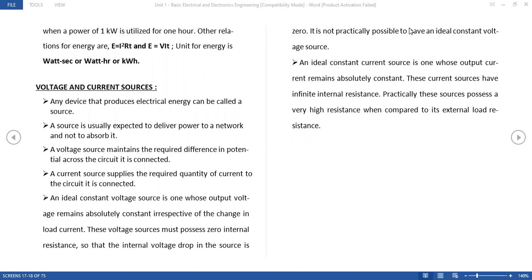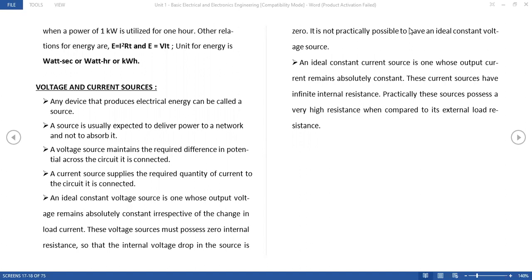A voltage source maintains the required difference in potential across the circuit it is connected to. A current source supplies the required quantity of current to the circuit it is connected to. So basically, sources are of two types. First, voltage source, and second, current source.